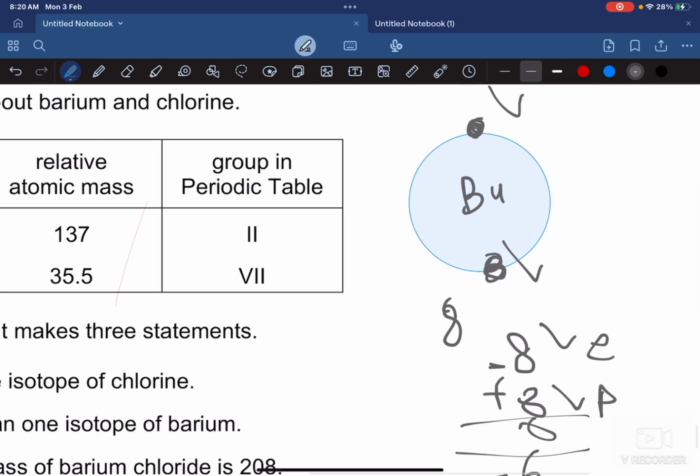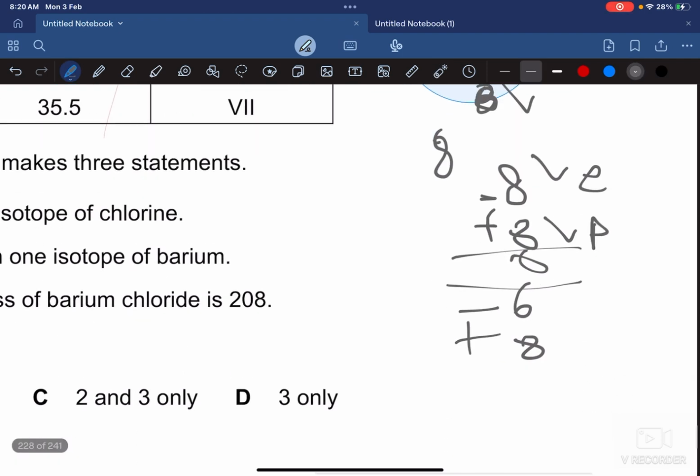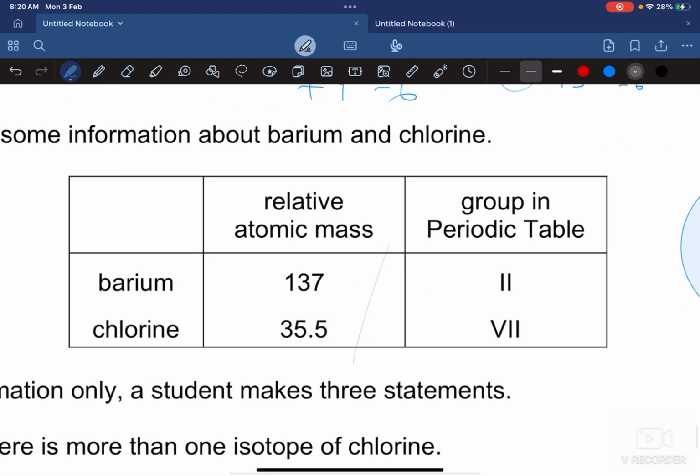In order to stabilize yourself, you've lost these 2 electrons. Okay? This and this you've lost now. So now what do you have? You have 6 electrons, and that's going to give you a +2 charge. So group 2 means you lost 2 electrons and now you have a charge of +2.